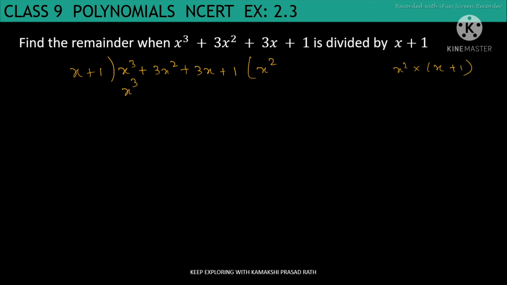Hence we get x squared multiplied by x, we get x cubed. X squared multiplied by 1, we get x squared. So we get it like x cubed plus x squared. So remember this one. Whenever you are multiplying both the terms must be multiplied with this quotient. So x multiplied by x squared, we get x cubed. 1 multiplied by x squared, we get x squared.